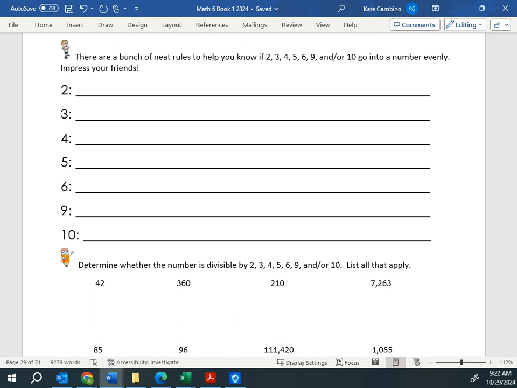Okay? So, if a number is divisible by 2, if the number is even. So we know it is divisible by 2 if the number is even. What are my even numbers? Emma? 4, 6, 8. Yeah. So I always go with 0, 2, 4, 6, 8. So if you look at that ones place, if the number ends with a 0, 2, 4, 6, or 8, we know it's going to be divisible by a 2.